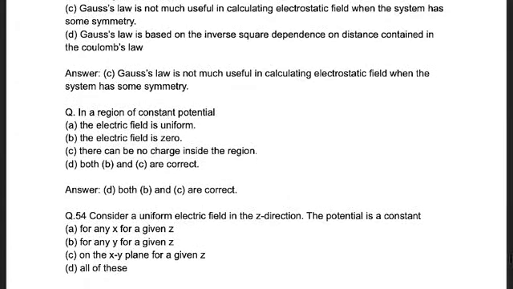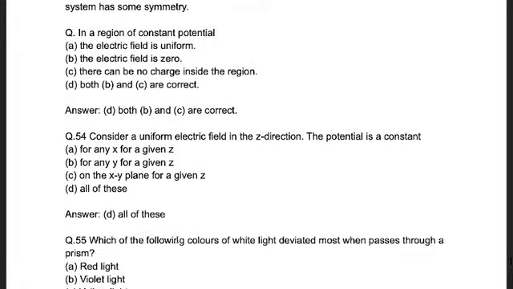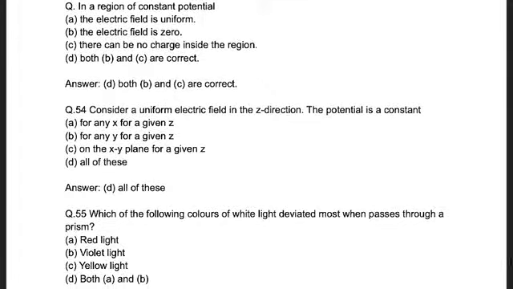Question number 55. Which of the following colors of the white light is deviated most when it passes through the prism? Option A, red light. B, violet light. C, yellow light. D, both A and B. Good. The answer is B, violet light.